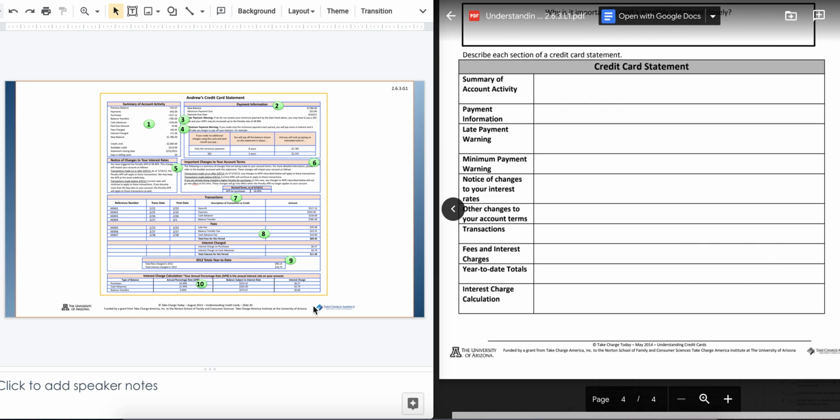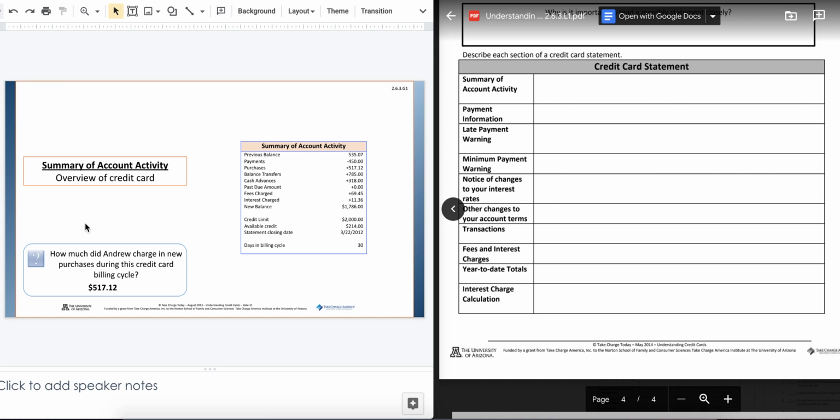And then we're just going to break down the different sections of the credit statement. So we start off with a summary or account activity. This is just going to be the overview of the card, so we can see on the screen that it shows us our previous balance, how much we paid, how much we have purchased, and then our closing balance, as well as our credit limit.